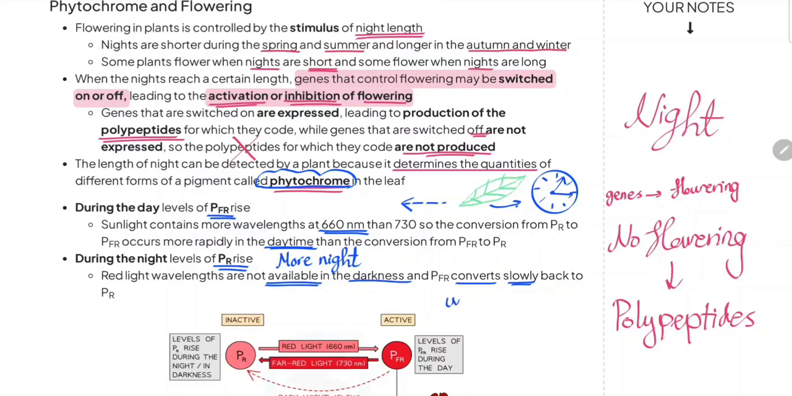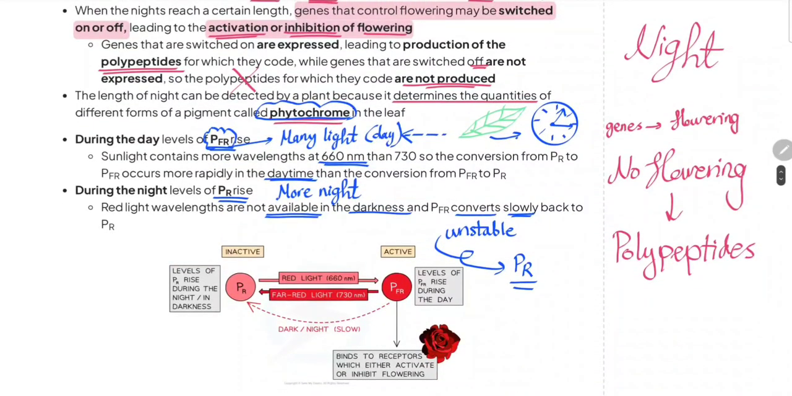Why? Because we said that we have unstable PFR, which will be turned into PR directly if we don't have the far red lights. Alright? And I want to help you guys memorize this part. So maybe you can think of it as the phytochrome in far red light. The far red, which means you have many lights. Many light, we're in the day. Okay, that's far red. However, this is red. Okay, not very high level of red.